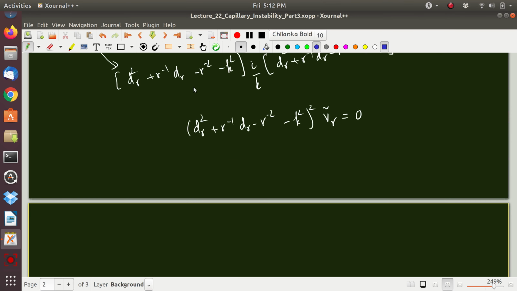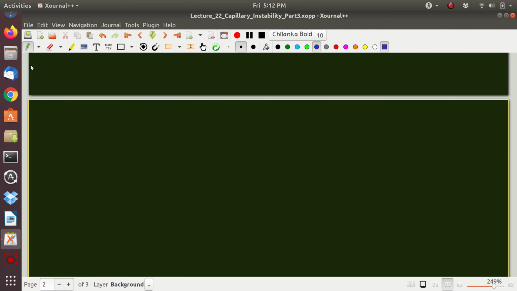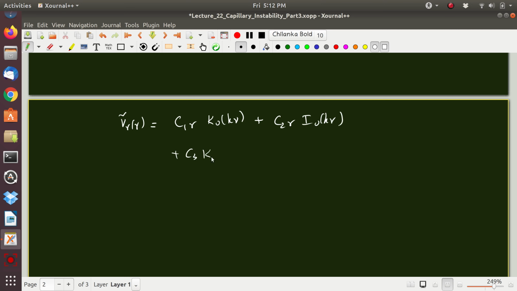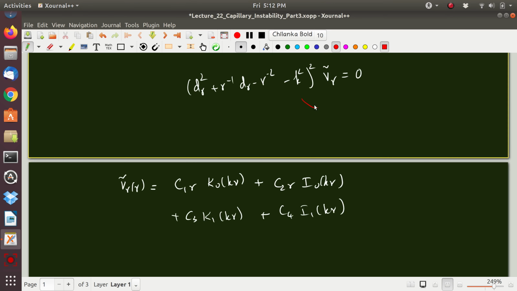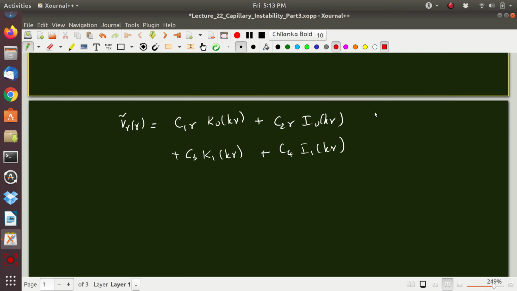Okay, the solution of this equation can be written in terms of Bessel functions. So we'll have Vr of r is nothing but C1 r K0 of kr plus C2 r I0 of kr plus C3 K1 of kr plus C4 I1 of kr, and because it's a fourth order ordinary differential equation, there are 4 linearly independent solutions.